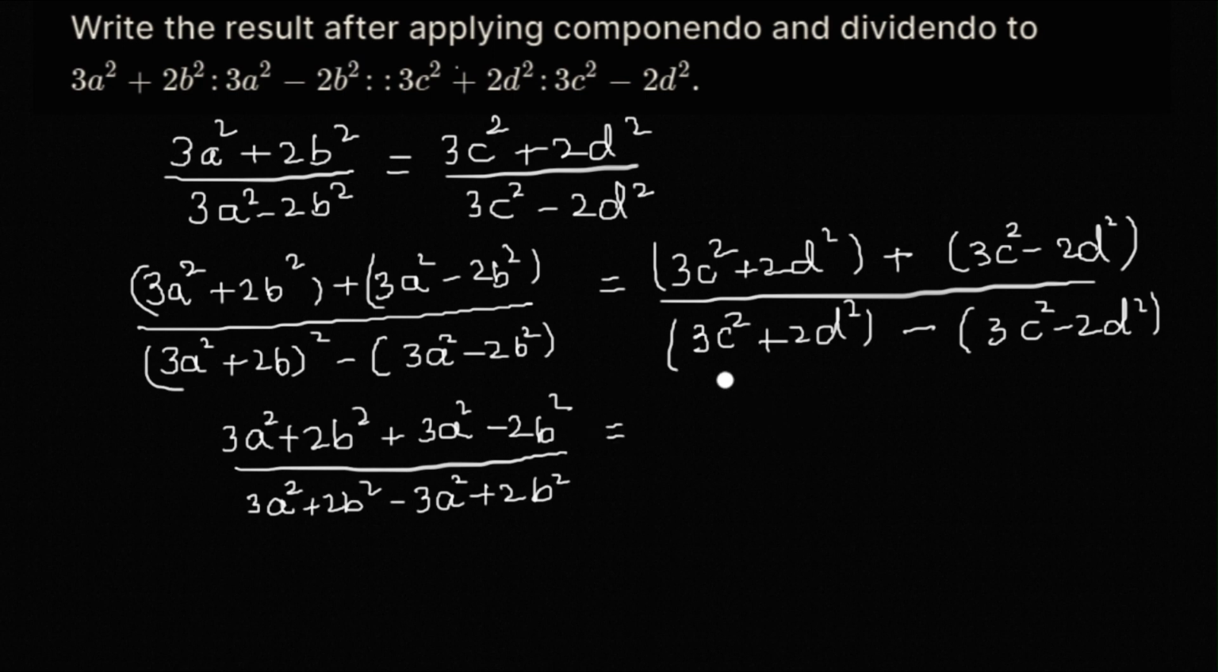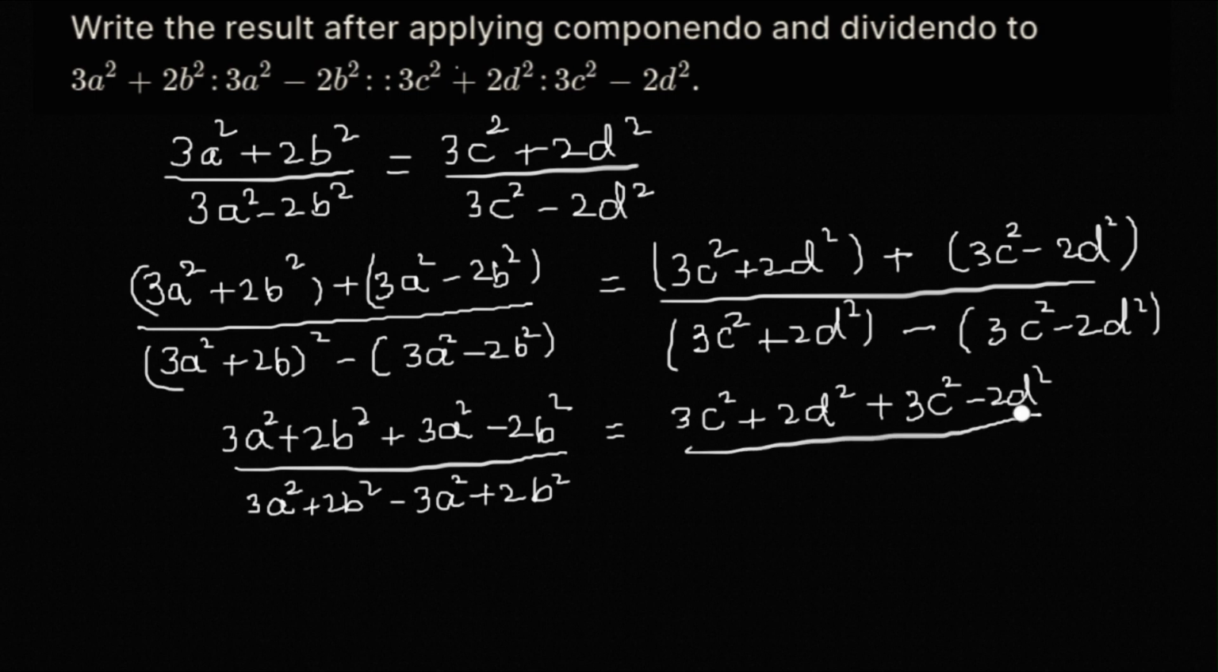In the same way, on the right hand side, 3c square plus 2d square, we just need to add, write as it is, 3c square minus 2d square. And for this, again subtraction, the signs will change inside the bracket of the second fraction. So it's negative 3c square and positive 2d square.